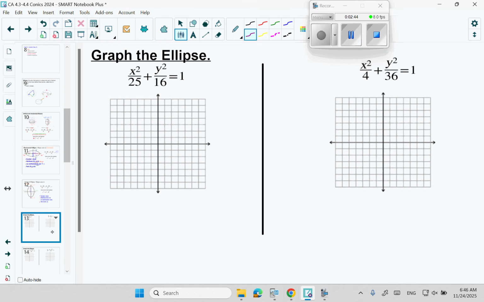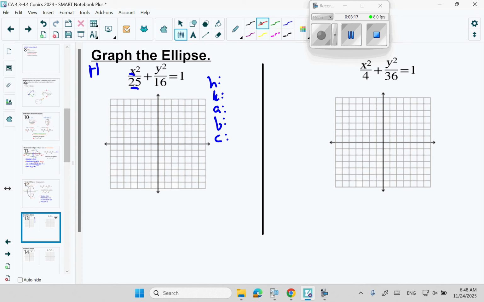So first, I should look which denominator is bigger. Obviously, the 25 is bigger, so my x is with my a. So because x is with my a, it's stretched more horizontally, so this is actually a horizontal ellipse. So now let's find our h, k, a, b, c.